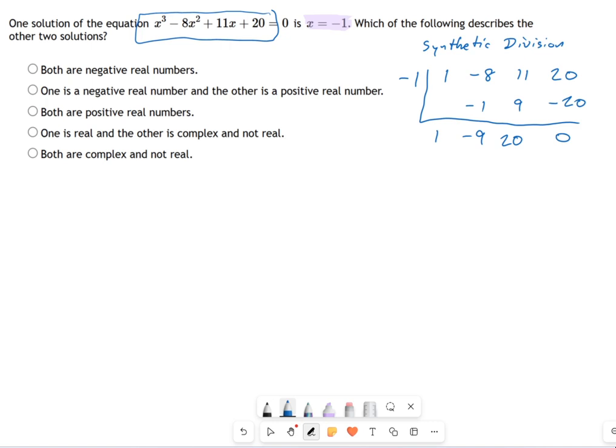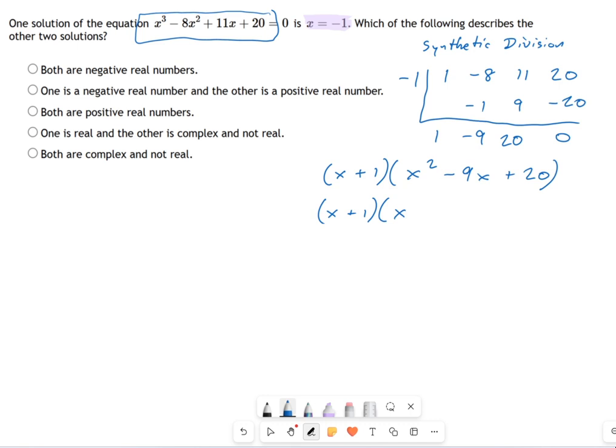So what this means is when you factor out the x equals -1, as I did right here, x equals -1 produces a factor of x plus 1. When you factor that out, what's left is x squared minus 9x plus 20. That's that cubic thing that we started with. And the question is, can we factor this more? Well, sometimes you can and sometimes you can't.